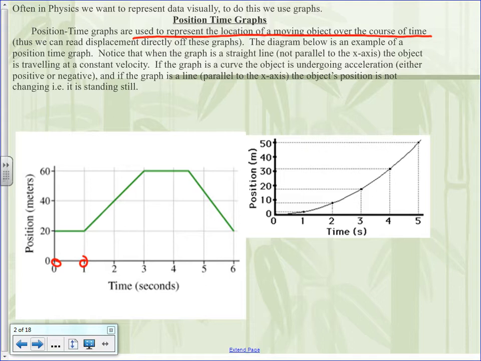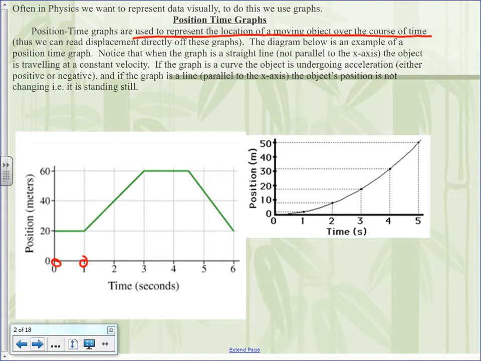Where was this object at time 0? Right, it was at 20 meters. At the end, at time 1 second, it's still at position 20 meters. It hasn't moved. So anytime you see that the line is not changing, that means it's horizontal, the object isn't moving. Kind of common sense there. If the initial position and the final position are the same place, it obviously hasn't gone anywhere.